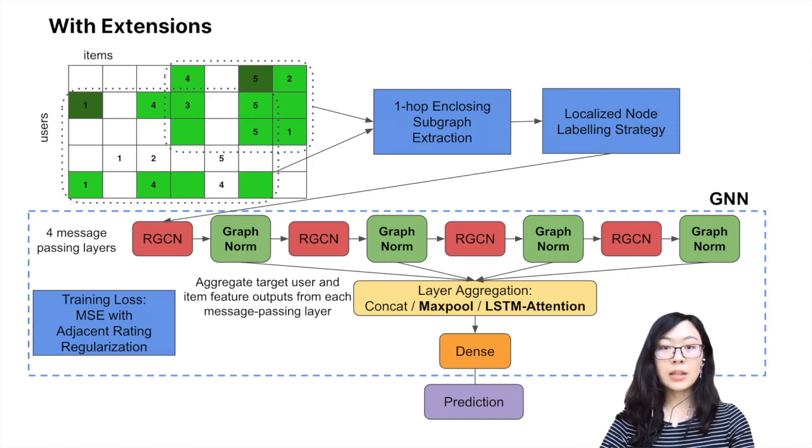The second one is to modify the aggregation method on message passing layers. The original IGMC model uses simple concatenation. We further apply max pooling and an LSTM attention method. Based on the experiment, using max pooling improved the result most significantly, and it also reduced the training time by abstracting key features in a reduced dimension.